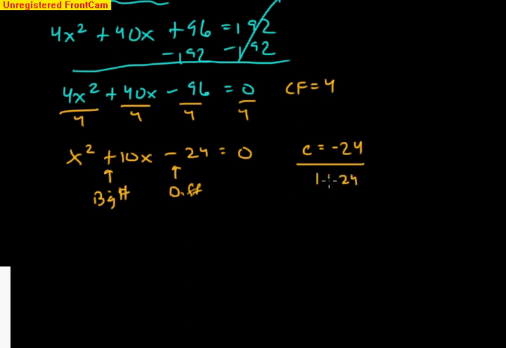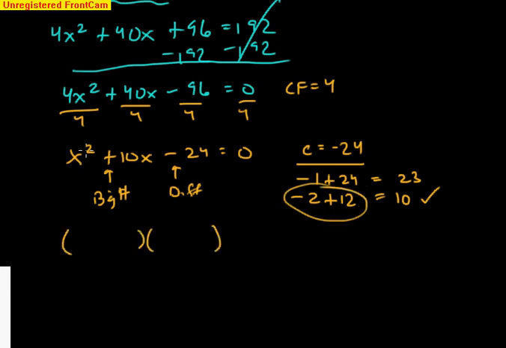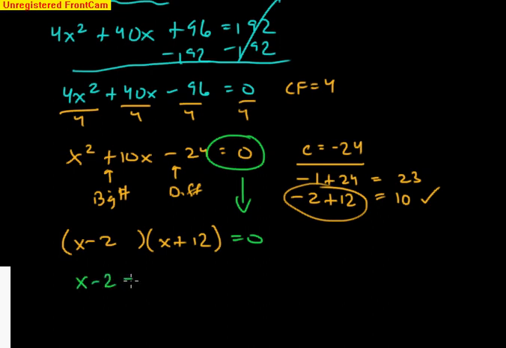So first 24. 1 and 24. The bigger number is positive, smaller number is negative. That's 23. 2 and 12. Bigger number is positive, smaller number is negative. There's 10. Hey, there's what I'm looking for, the 10x in the middle. So there's my two magic numbers that go in my parentheses with x's. And again, it's because a disappeared. x minus 2, x plus 12. It does say equals 0, so bring that down and solve.